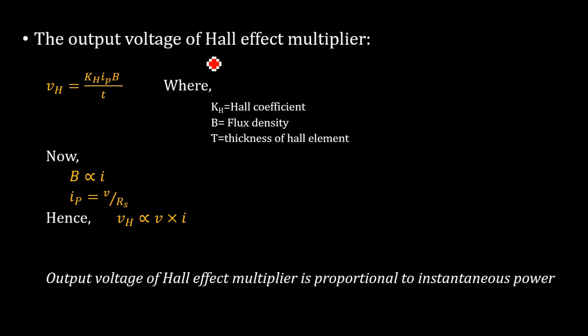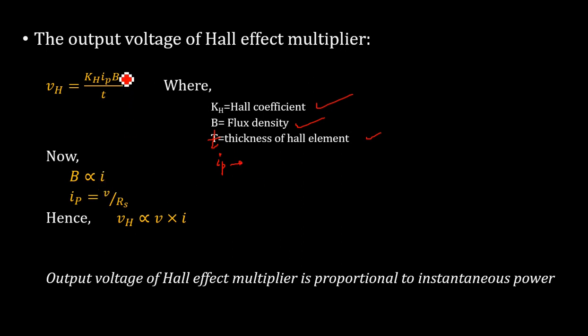Now the output voltage of the Hall effect multiplier can be expressed like this: VH, the voltage of the Hall effect multiplier, is equal to KH IP B by T, where KH is the Hall coefficient, B is the flux density, T is the thickness of the Hall element, and IP is the current flowing through that Hall conductor.